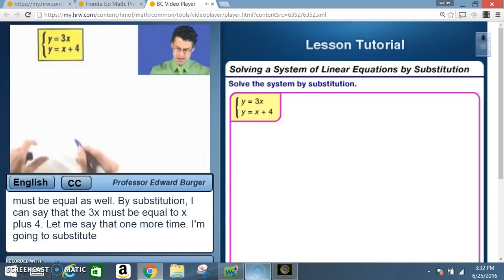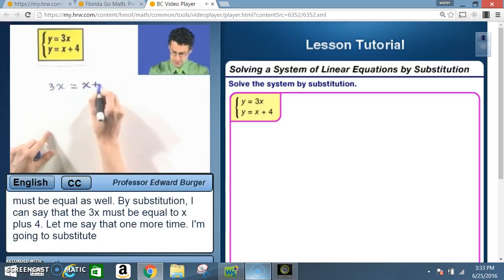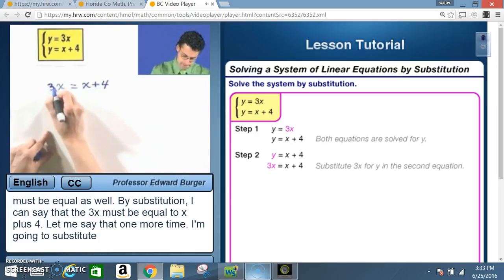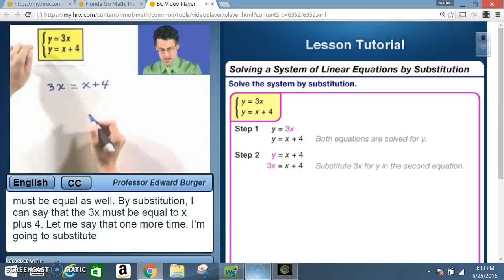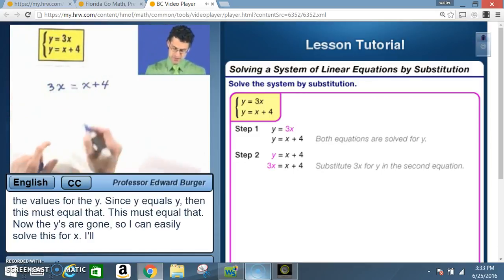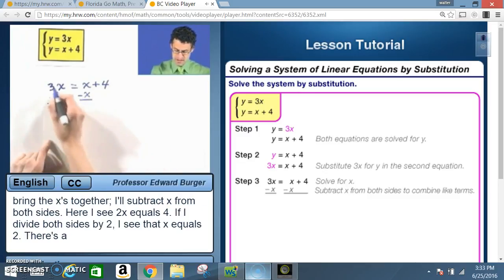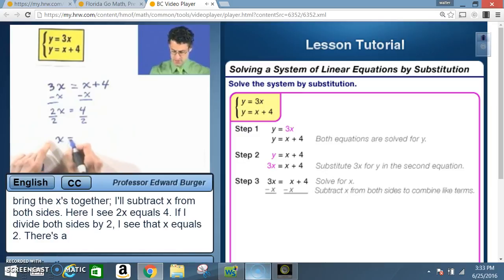And so by substitution, I can say that the 3x must be equal to x plus 4. Let me just say that one more time. I'm going to substitute the values for the y. Since y equals y, then this must equal that. Well, now the y's are gone, so I can easily solve this for x. I'll bring the x's together. I'll subtract x from both sides. And so here I see 2x equals 4. If I divide both sides by 2, I see that x equals 2.